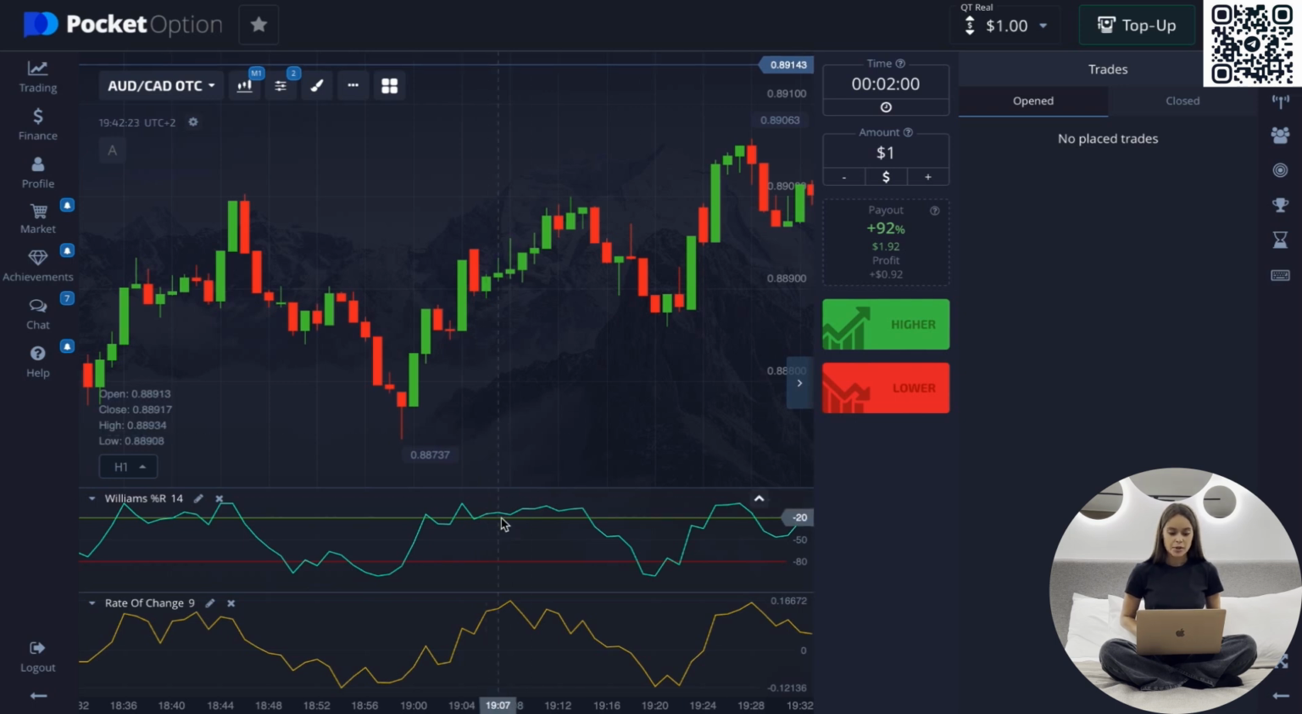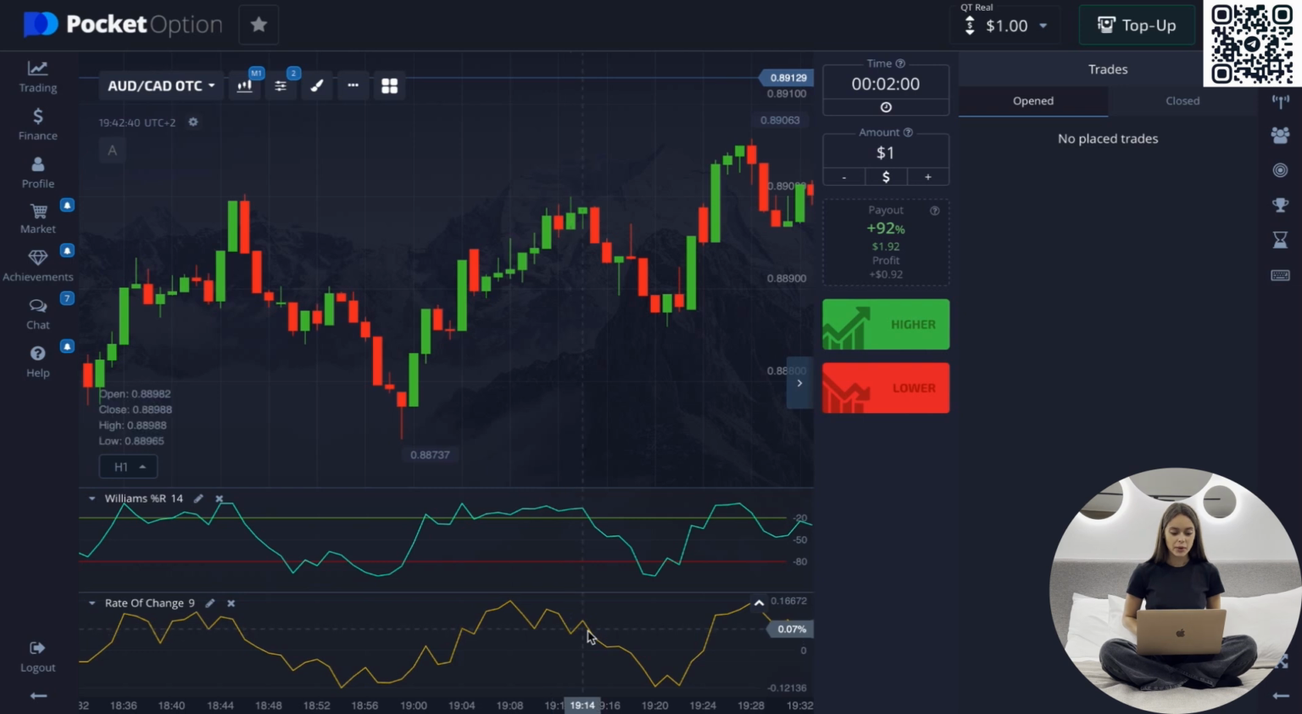At the Williams Percent Range, we set the length to 14. Also, we set the upper line at -20 and the lower line at -80. At the Rate of Change indicator, we set the period to 9. So, the essence of the strategy is as follows.